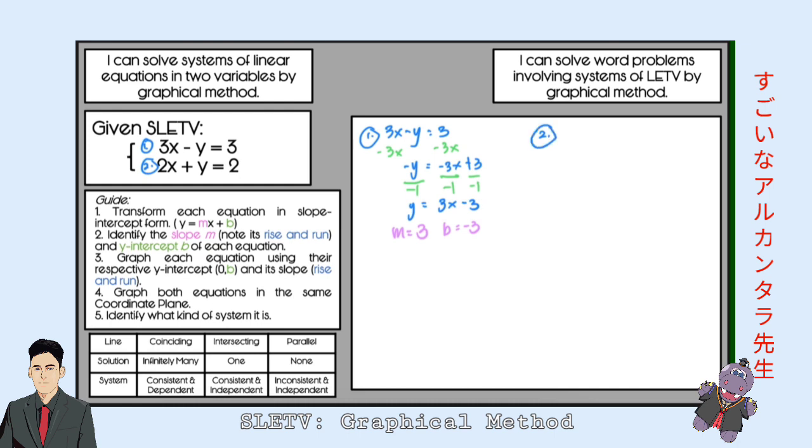While for the second one, we can have 2x plus y equal to 2. Put this in slope-intercept form. Subtract 2x to both sides. You're going to get y is equal to negative 2x plus 2. And here you don't have to divide anything at all because it's already in slope-intercept form.